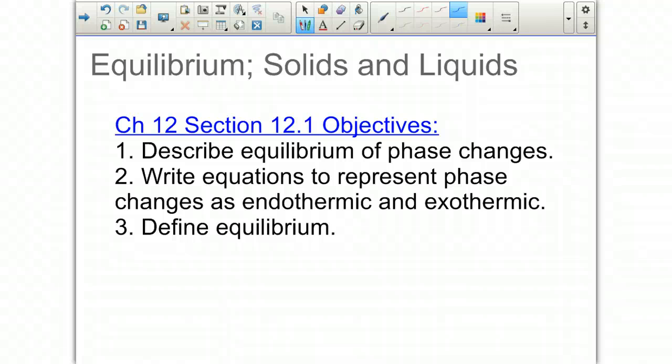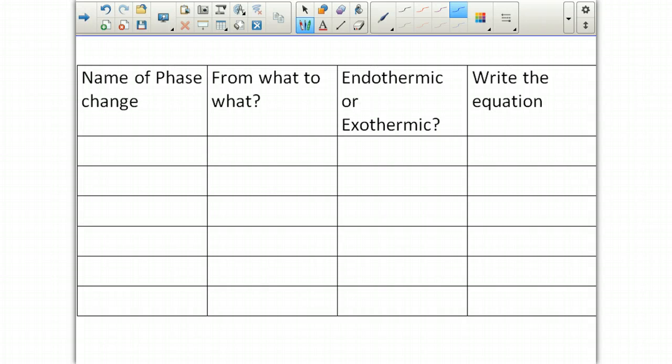Chapter 12, Section 12.1, we're going to describe equilibrium of phase changes. We're going to write equations to represent phase changes as endothermic and exothermic, and we're going to define equilibrium.